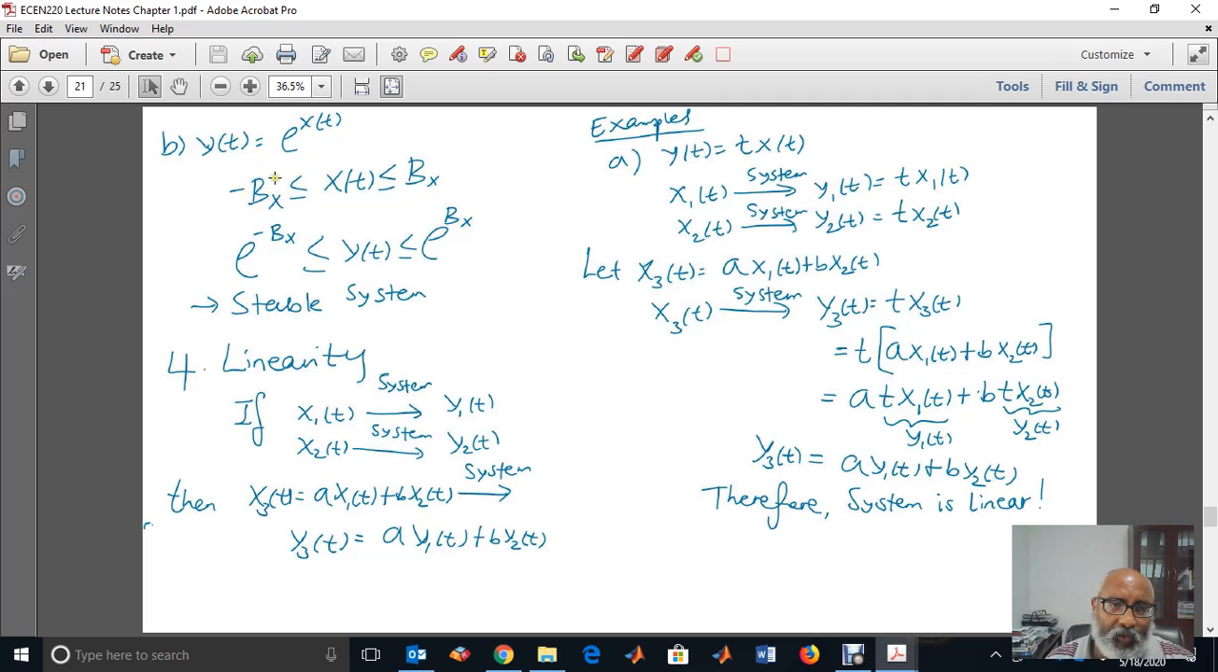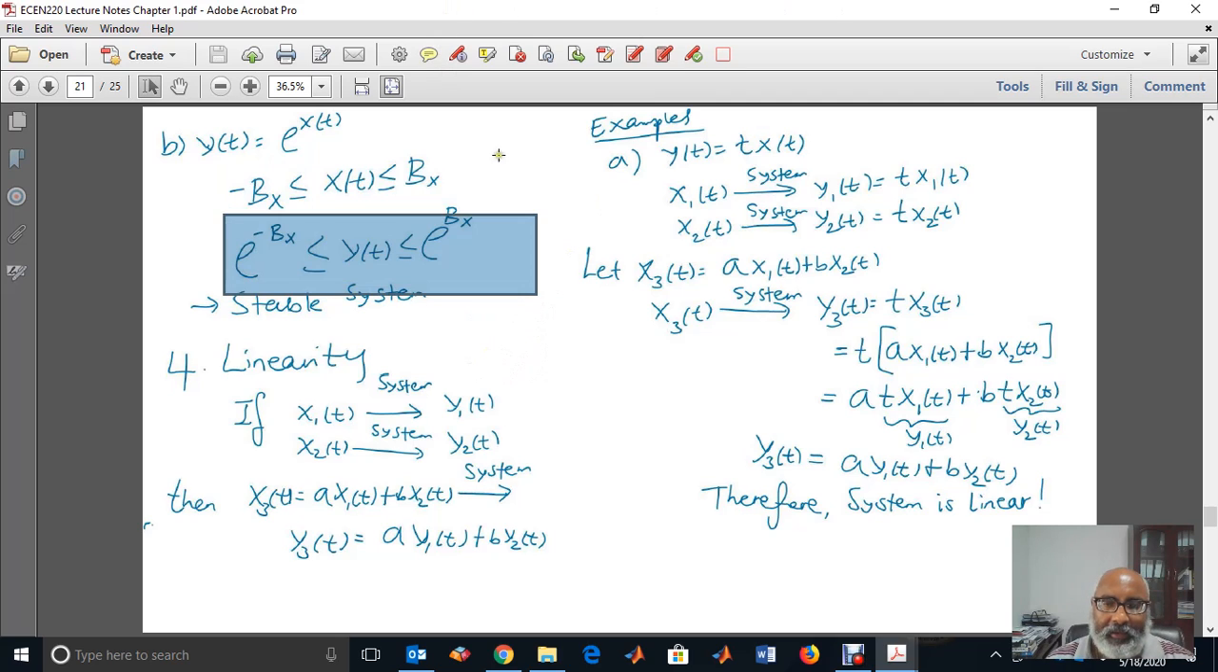Okay, let's try to bound the input. Let the input be between minus bx less than or equal to x of t less than or equal to bx. Then what will be the output? The output also will be bounded between e to the power of minus bx and e to the power of positive bx. So if the input is bounded, the output will also be bounded. So this system is a stable system.